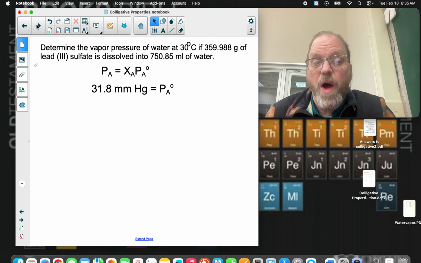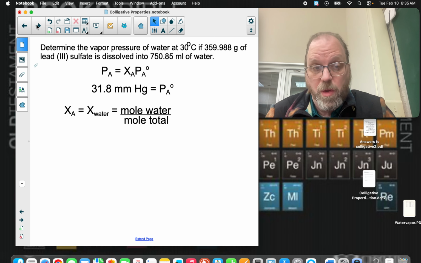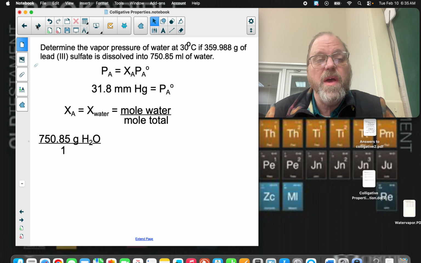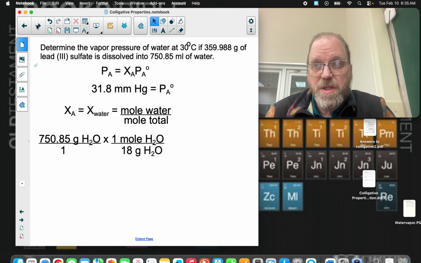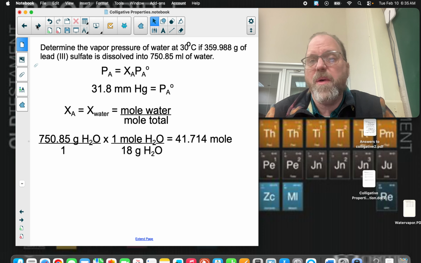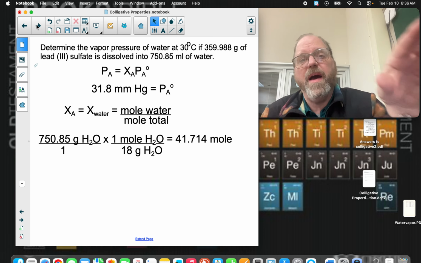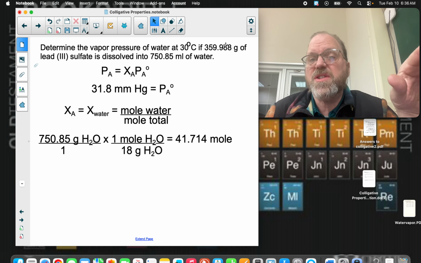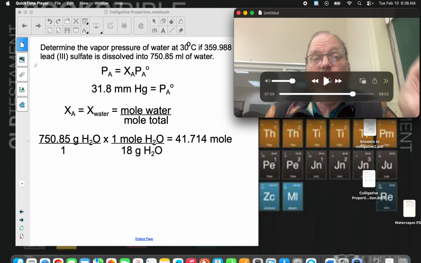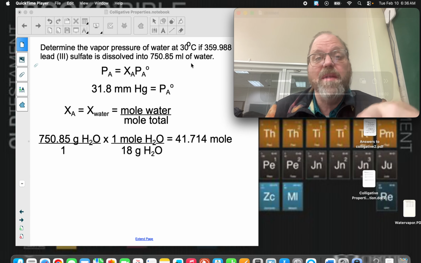X of A is water, so we're going to take the moles of water over the total moles. So we're going to start with water, the 750.85, 16 plus 2, because 1 times 2, 18 grams is 1 mole. That gives us 41.714. Now, if we take lead 3 sulfate, that's 702 grams is a mole. Pb2(SO4)3, that's the formula.